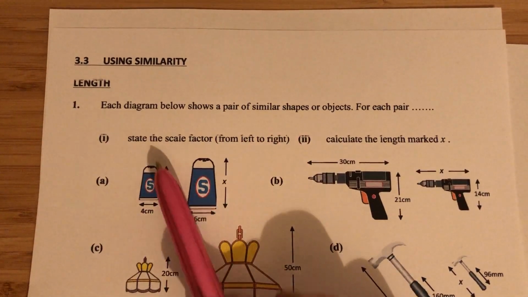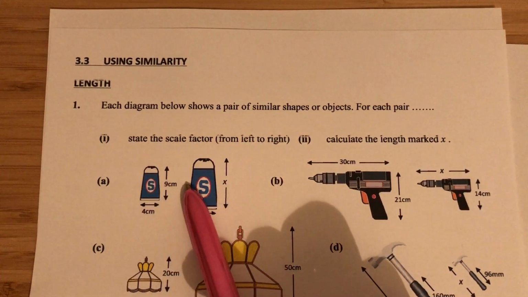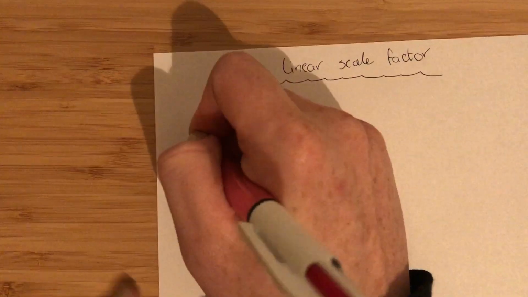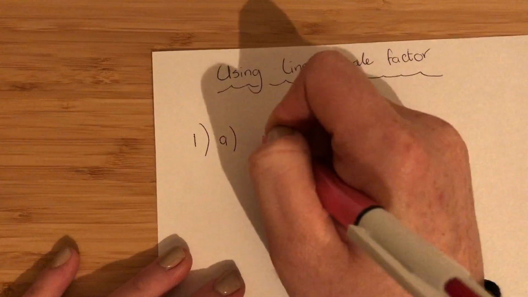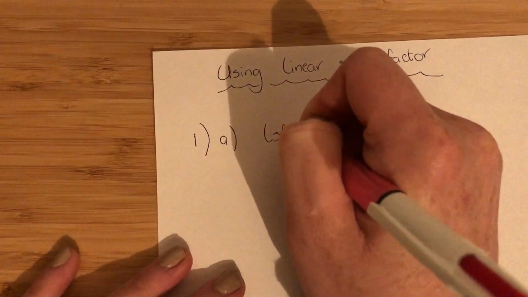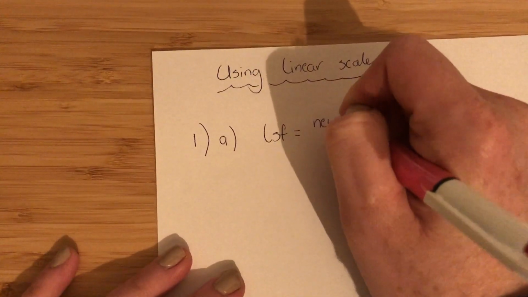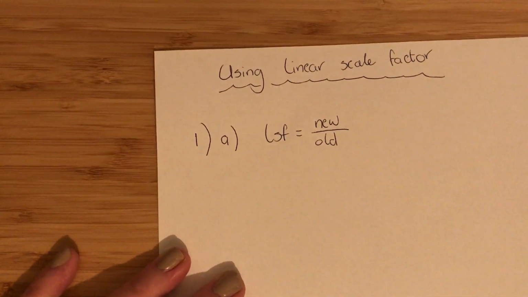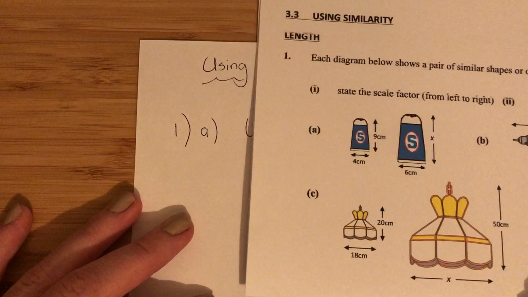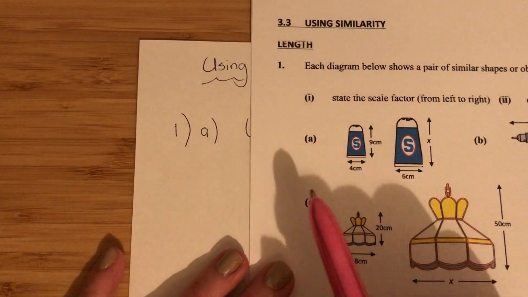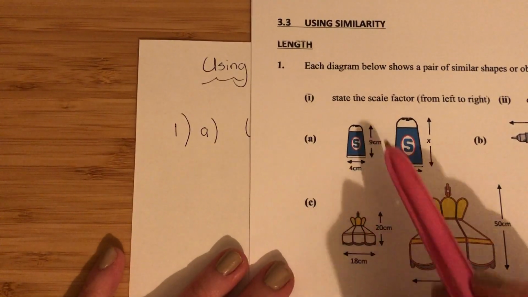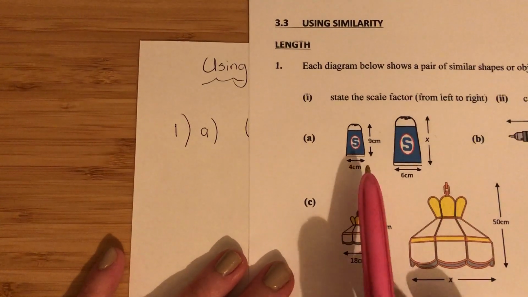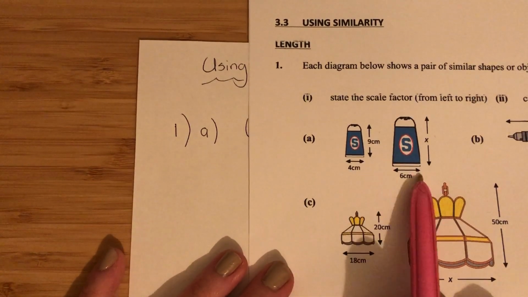Two similar shapes, state the scale factor from left to right. We're going to start with the linear scale factor, question 1A. The linear scale factor is the new length over the old length, or the new length over the original length. Looking at what we have here, we need to find two lengths that match. This height is going to match this one, x, and these two at the bottom, the 4 and the 6, match each other.